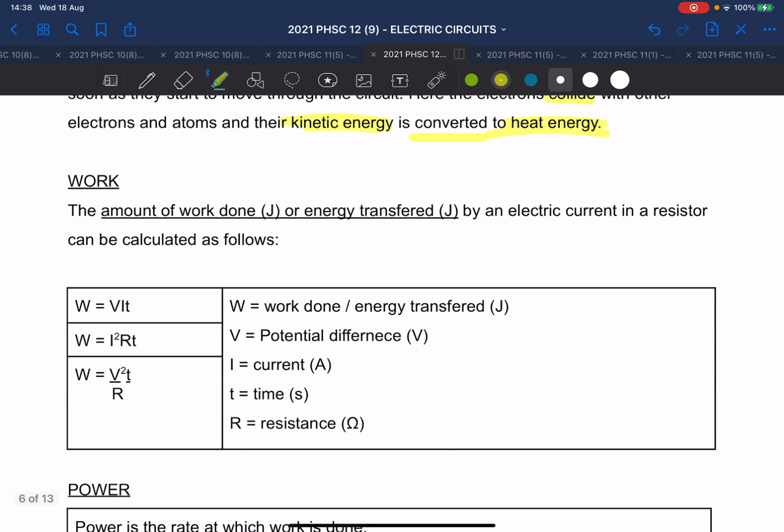Then we have the work that can be done. The definition there for work is the amount of work done or energy transferred, and it is measured in joules. So how many joules does something take or give? And there are formulas to calculate the work that must be done. They're all in your data sheet, and we will use them a bit later on.